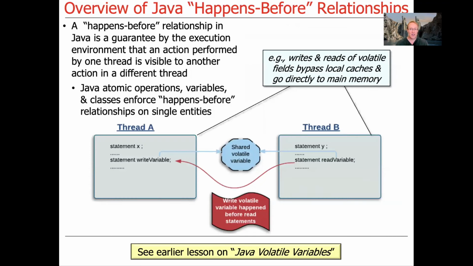So using volatile as a simple example, as we saw before, what happens there is that you have one thread that will write to a volatile, and that will happen before some other thread tries to read from that volatile. So you'll end up getting a consistent value. It doesn't go through caches, it goes directly to memory, and it's properly synchronized.